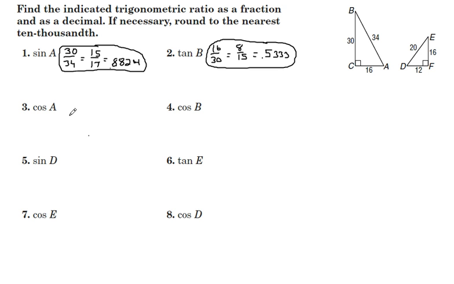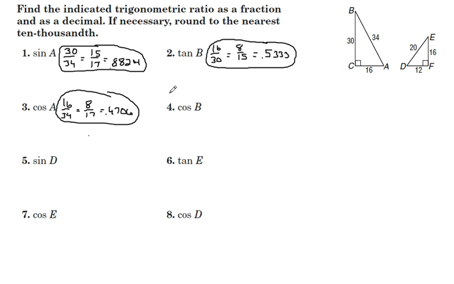Cosine of A for number 3. Look at angle A. The adjacent side is 16. The hypotenuse is 34. So it's 16 over 34. That would reduce to 8 over 17. And the decimal goes with 0.4706.